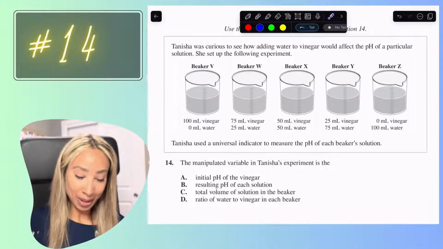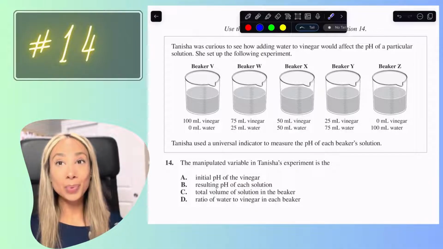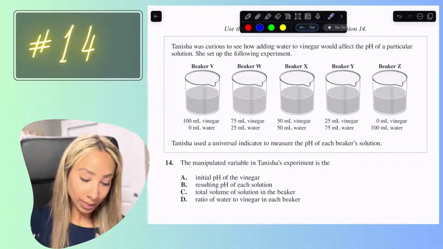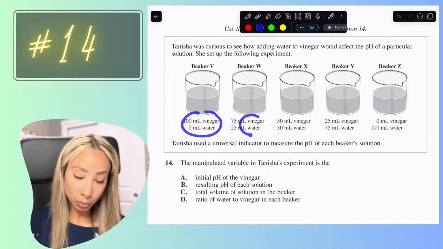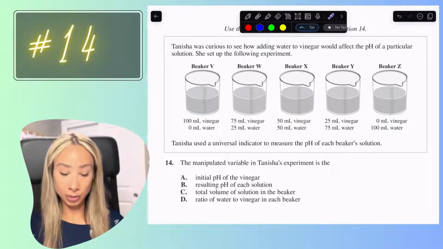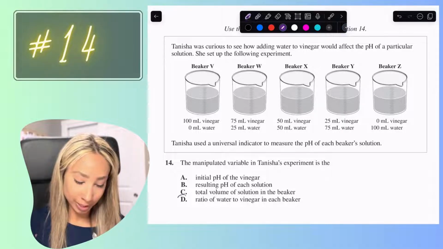So we want to know what is the manipulated variable in this experiment? So again, we want to know, well, what is she changing? So in this experiment, the only thing that she's changing is the ratio of vinegar to water. So we need an option that's going to fit that. So the option that's going to work best for this one is going to be option D.